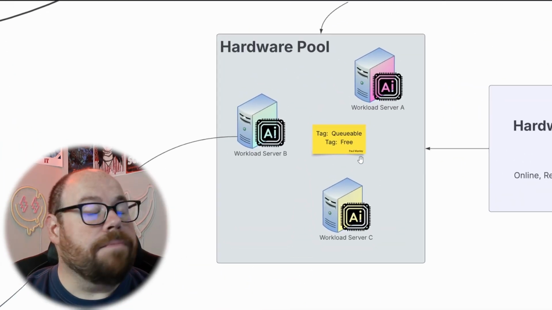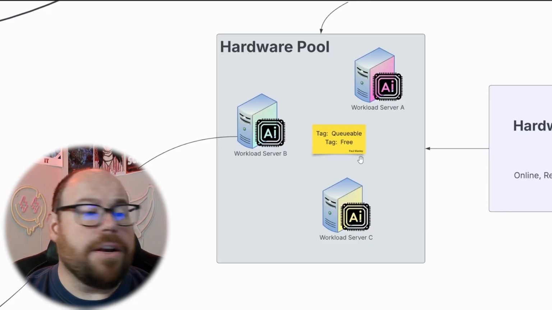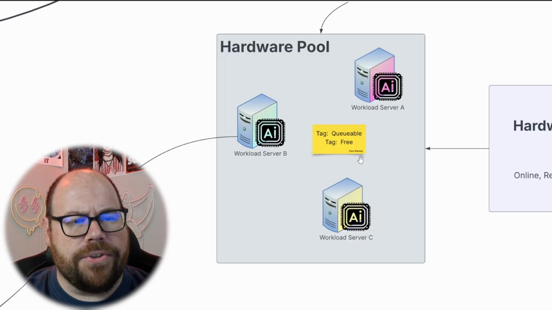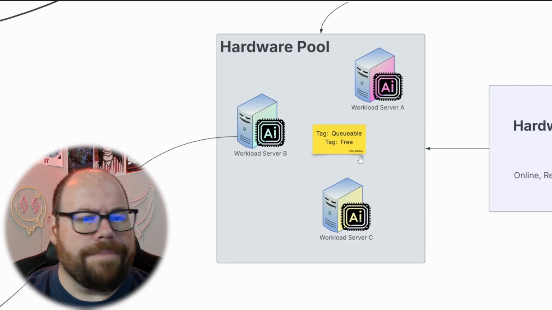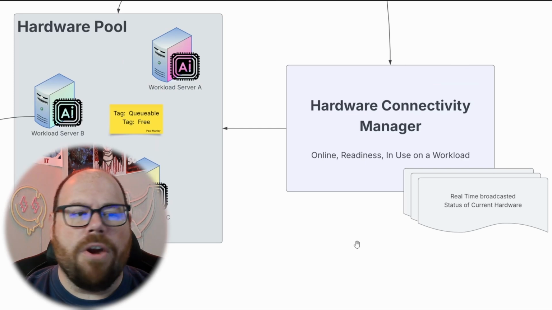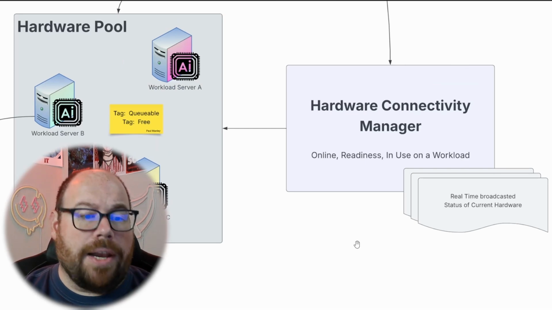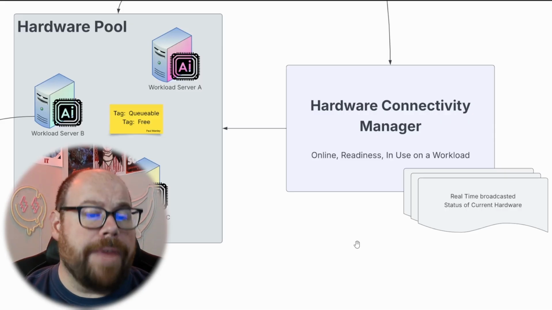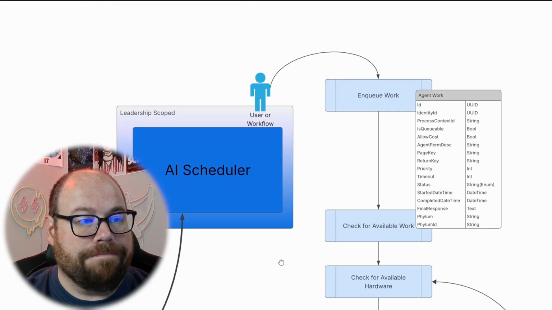Your hardware pool is the literal hardware. You should be tagging these items either queuable, free, cost, ones that are allowed to do different types of work. You may also want to tag the types of models you can do in here. For instance, some models do vision, some models do thinking, some models have text to voice. Your hardware connectivity manager is basically checking that all these are online, when they're in use, when they're available, and it's broadcasting that status information for the AI scheduler.